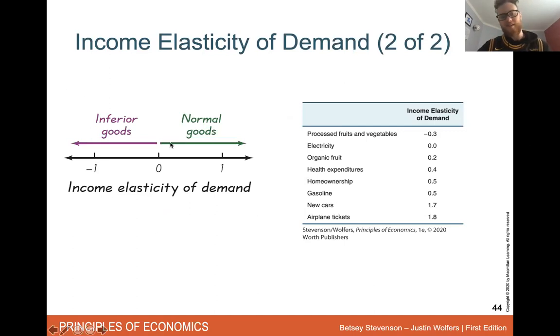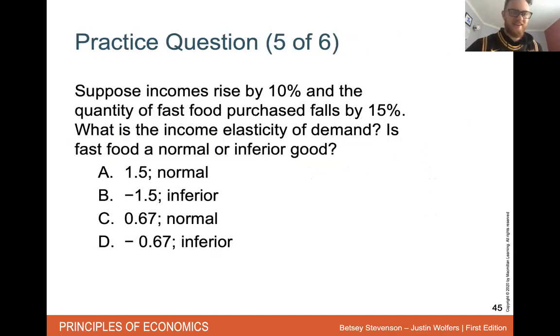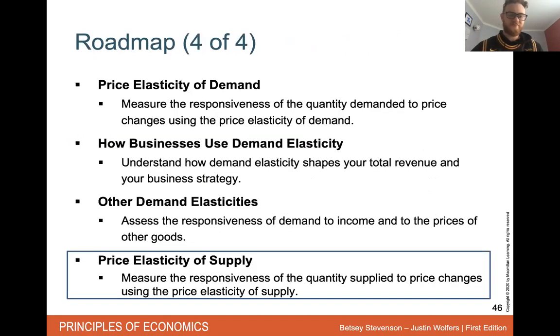Over here, you've got that same graph from before, from inferior goods to normal goods, and the income elasticity of demand. You see airplane tickets all the way over here in the positive because that's really a normal good. Processed fruits and vegetables are at negative 0.3, but organic fruit is over here at 0.2. If ramen noodles were on here, I bet it would be really low also. Yeah, you guys get it. Another practice question.